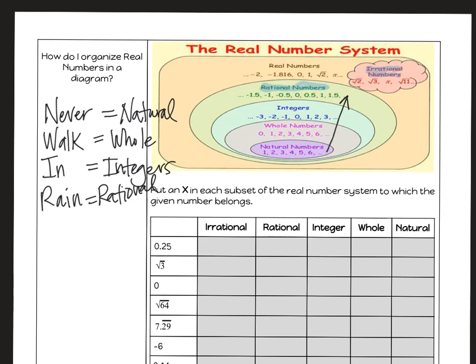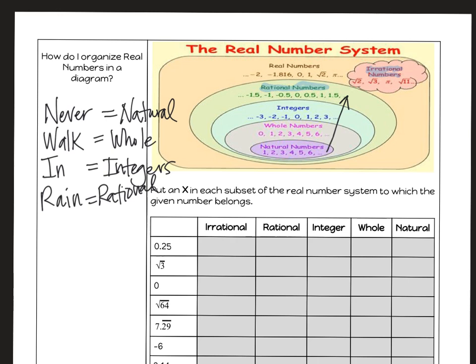All right, so now we're going to put what we learned about the real number system to use, and we're going to do this by being given some numbers and marking X's next to the subsets in which these numbers belong. So we're going to want to refer to our definitions of the subsets within the real number system, okay? So we are given 0.25.